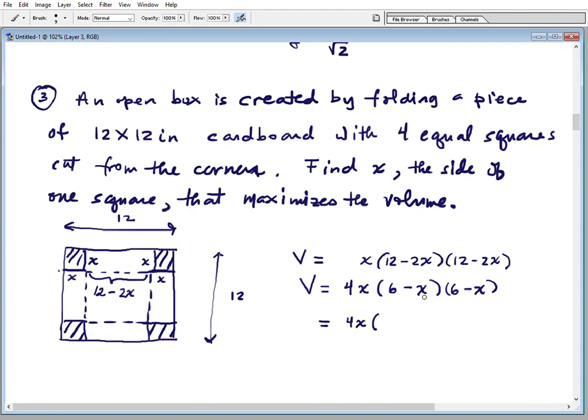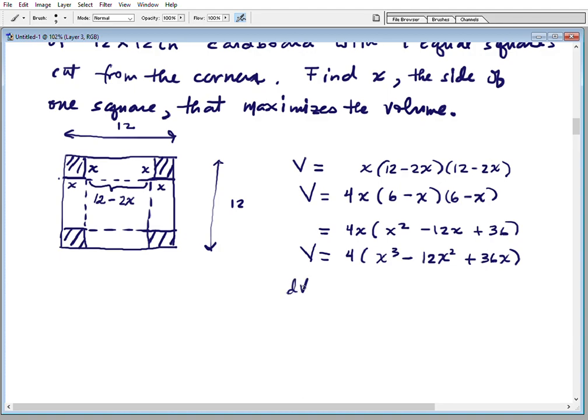So multiplying this out, minus X times minus X, that's going to be X squared. The middle term, minus 6X minus 6X, that's minus 12X. 6 times 6, that's plus 36. And I'll keep the 4 on the outside. Multiply through, we have X cubed minus 12X squared plus 36X. Now I have it in a good form for taking the derivative. There's no elimination here. We only had one variable. You can just keep that 4 there and start taking the derivative.